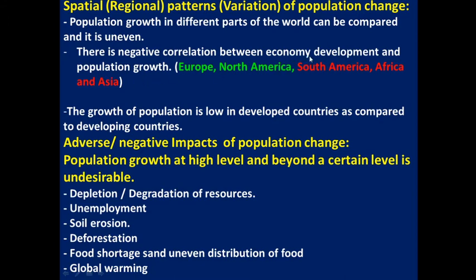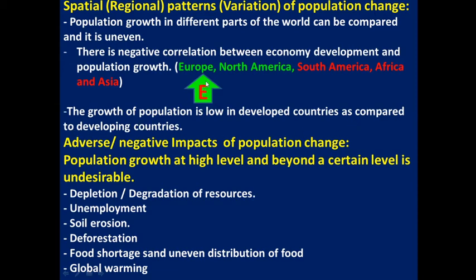So economic development means we are talking about underdeveloped countries, developing countries, and developed countries. Economically more developed countries and economically less developed countries. So, a negative correlation: the population growth is more in some and less in others. Here, the growth of population is low in developed countries as compared to developing countries.